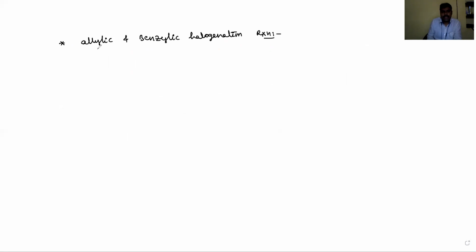Okay, what are allylic and benzylic positions? Let's see, dear students. For example, when a benzene ring is attached to an sp3 carbon, that carbon is known as the benzylic carbon. Like in ethylbenzene, this position is known as the benzylic carbon.